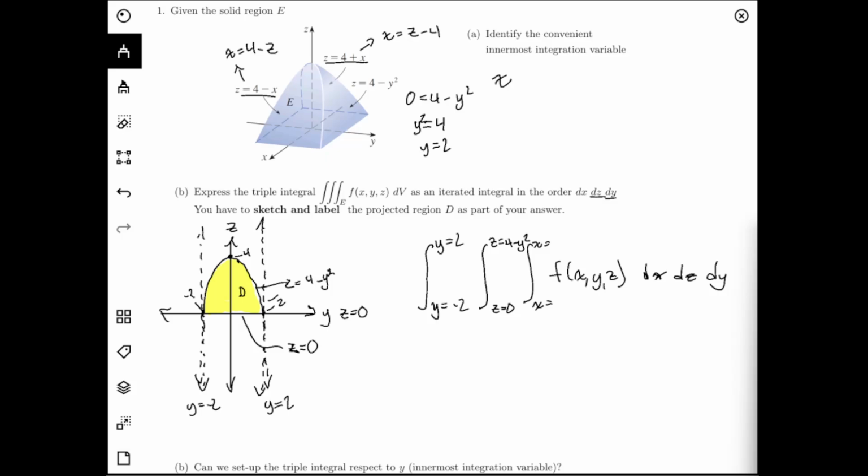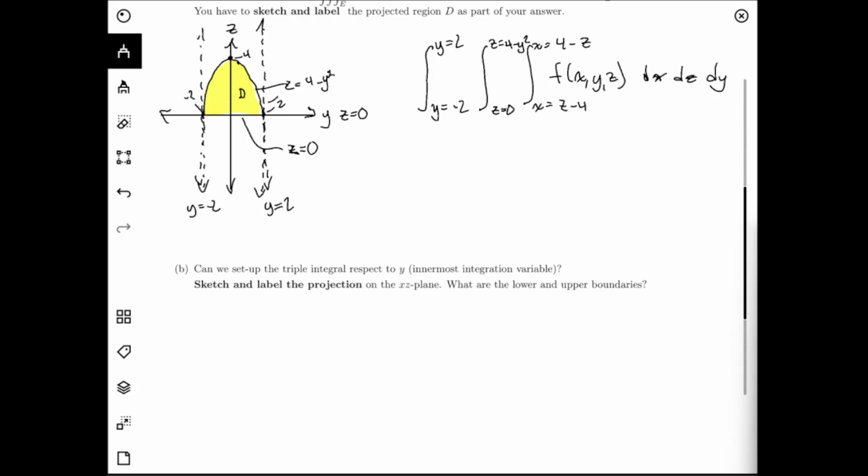Okay. That's our lower bound. Lower bound is going to be this one right here. Upper bound, so it's right in here. See the minus 4. Our upper bound is this guy right here. So that's 4 minus z. Okay. And that's it for part B. Let's move on to the next part.